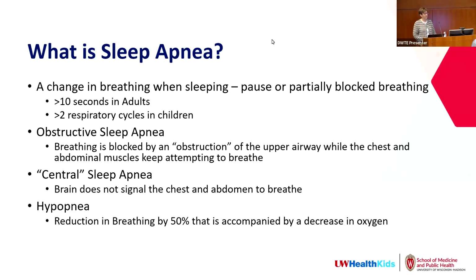The difference that we talk about in sleep apnea, there are 2 different types. There's what's called obstructive sleep apnea, and that is breathing that's blocked by an obstruction of the airway. So you're still trying to breathe, but then the breathing is not really getting through as well. So you can see the chest and abdomen are moving. So that's the obstruction, usually in the upper airway somewhere.